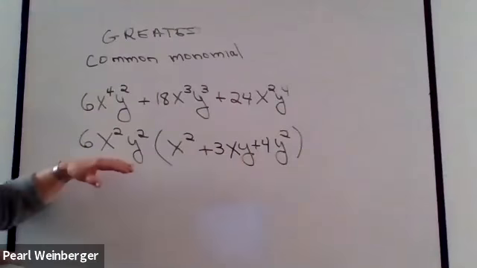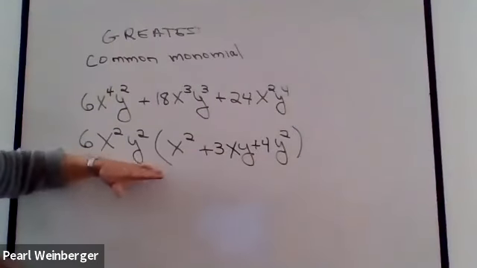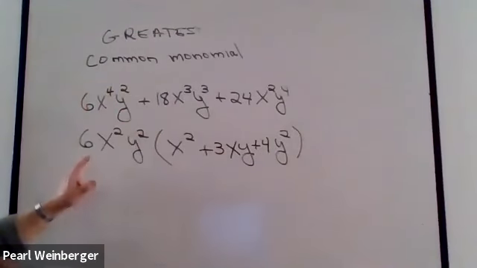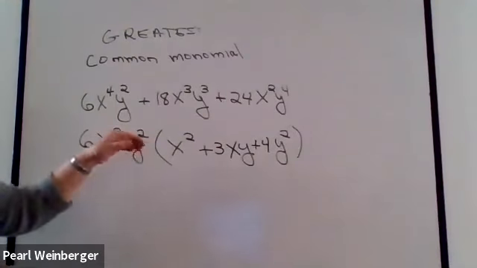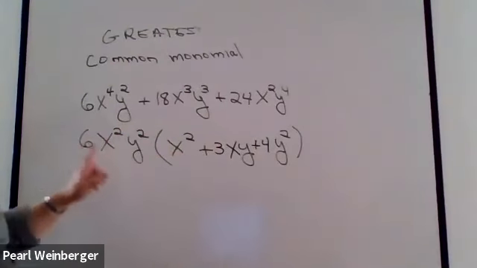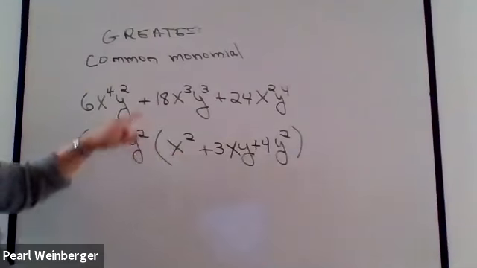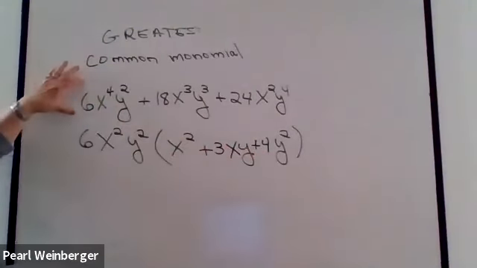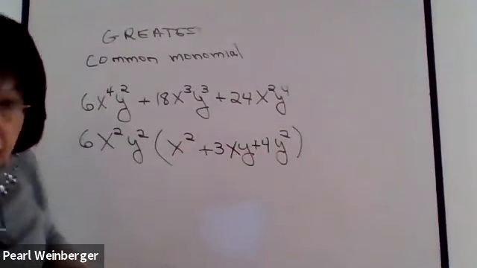And this would be my answer in factored form. I have taken out the greatest common factor, 6x squared, minus 6x squared y squared. And if you wanted to check it, all you'd have to do is multiply this monomial by this polynomial, and it should give you back the original expression.